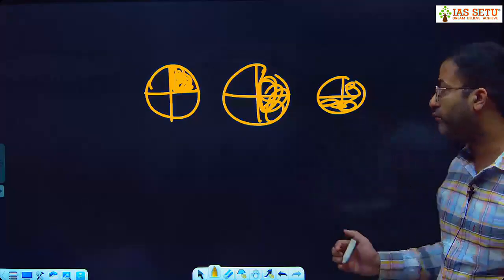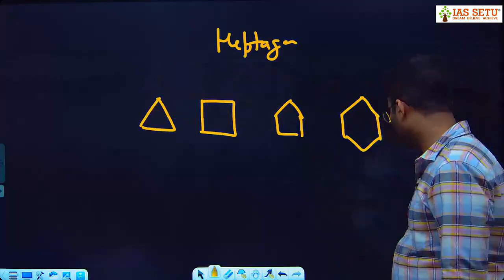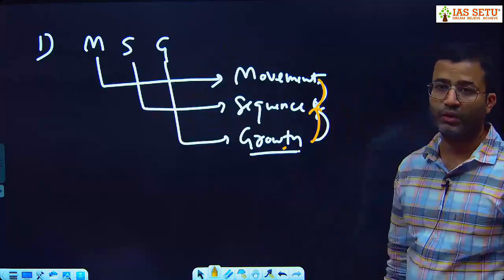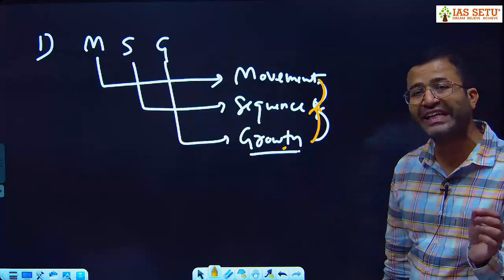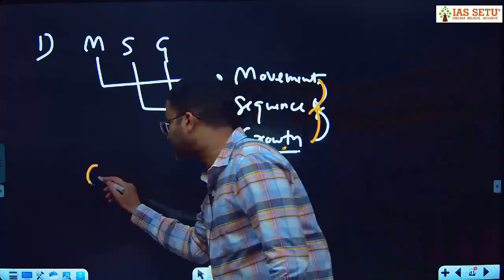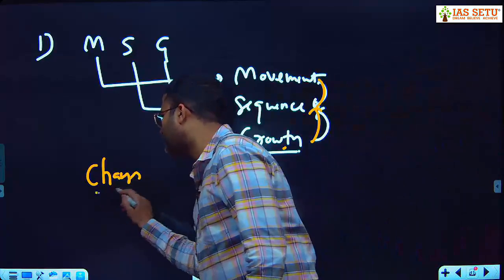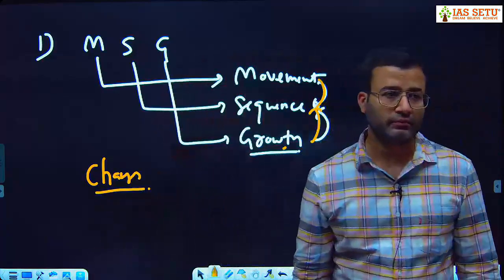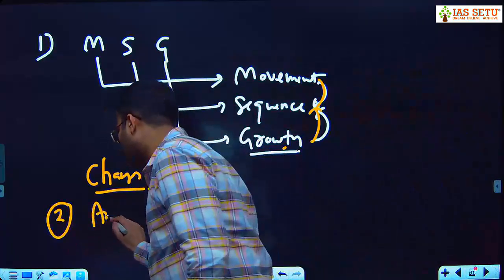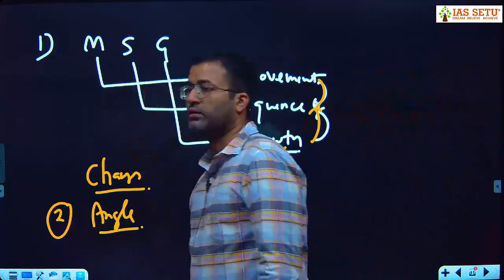So what we have to do, we have to observe movement, we have to observe growth, and we have to see the sequence. Or in short, you have to see increase or decrease in the figure. Or you have to see the change in the figure. Figure में क्या-क्या change हो रहा है. This is one concept. Second concept is angle. So you have to take care of the angle.